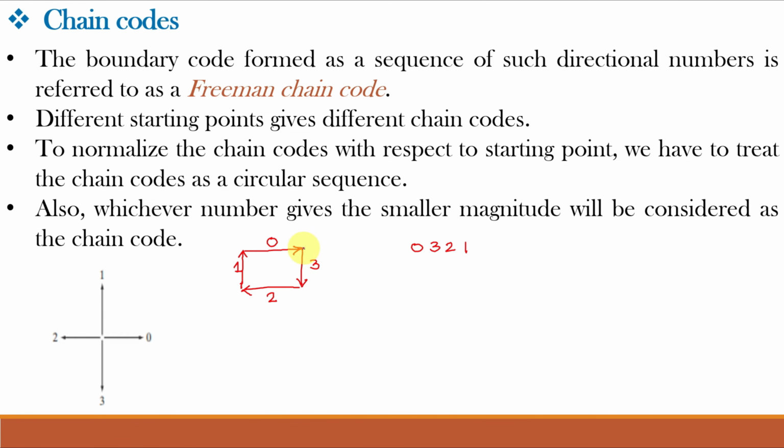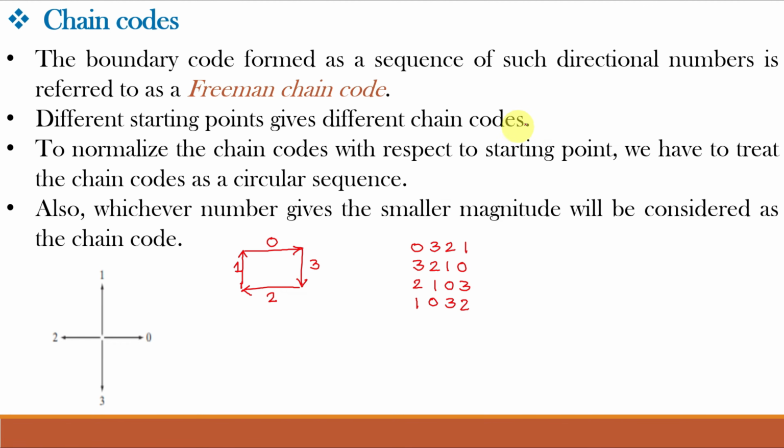But if we choose this as the starting point, the chain code will be 3, 2, 1 and 0. If we choose this as the starting point, the chain code will be 2, 1, 0, 3. And if we choose this as the starting point, the chain code will be 1, 0, 3, 2.